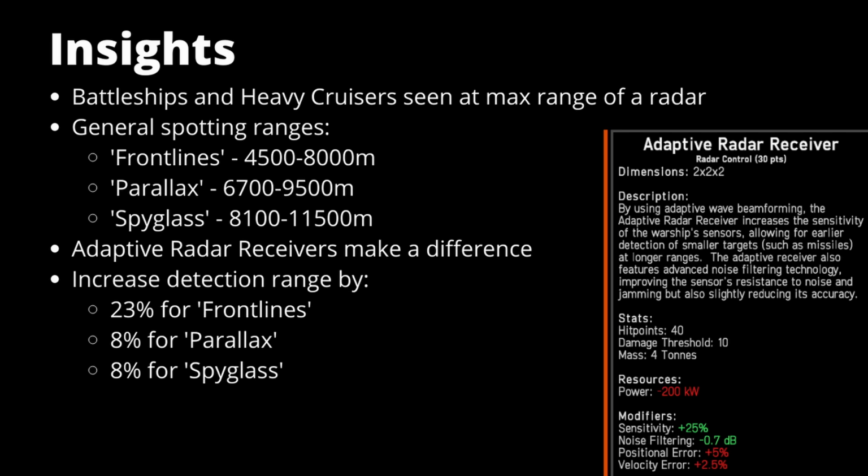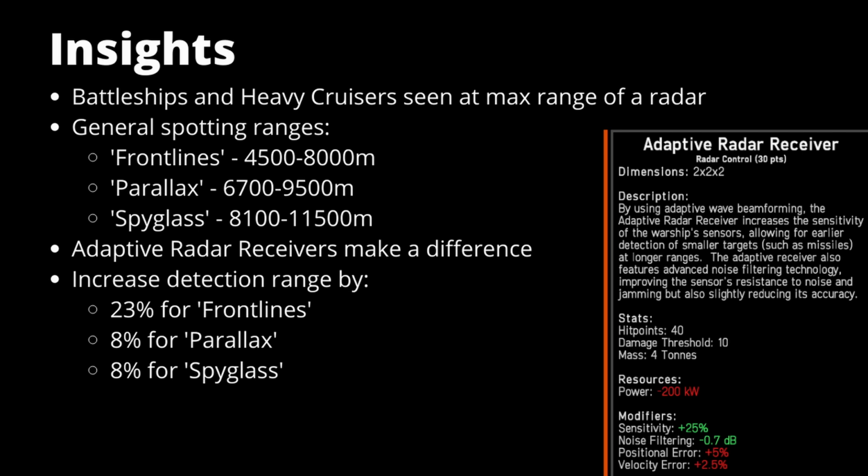So we can summarize the general spotting ranges for each of the radars. You're having a Frontline between 4,500 and 8,000, the Parallax between 6,700 and 9,500, and the Spyglass being 8,100 to 11,500 meters. So what does this mean?